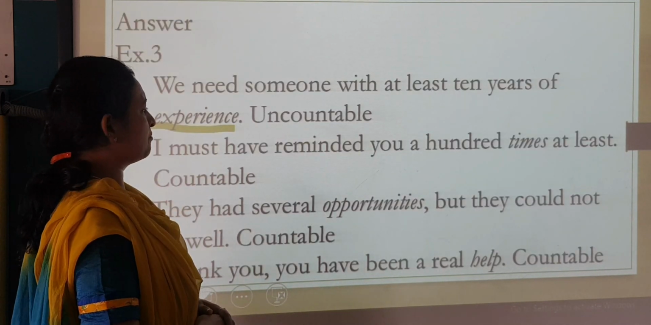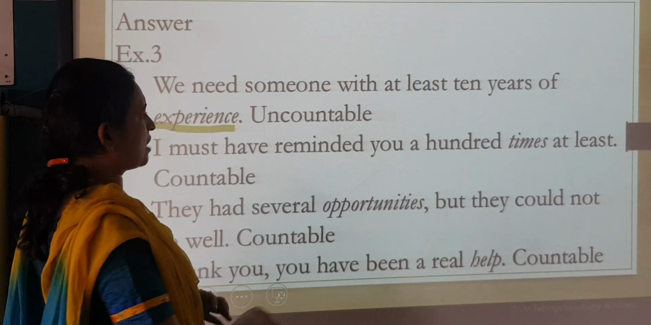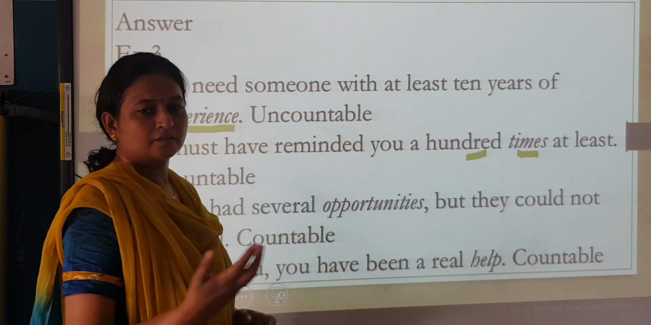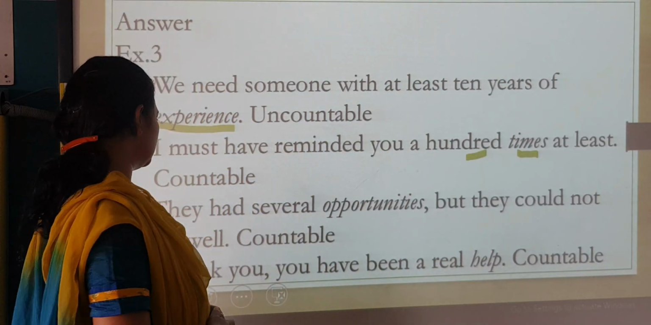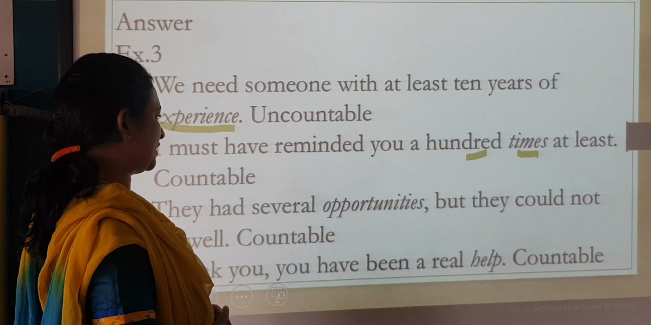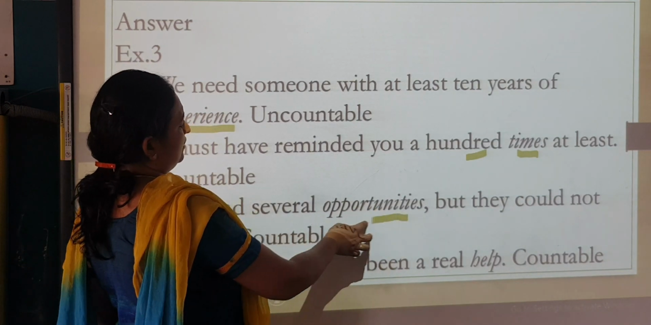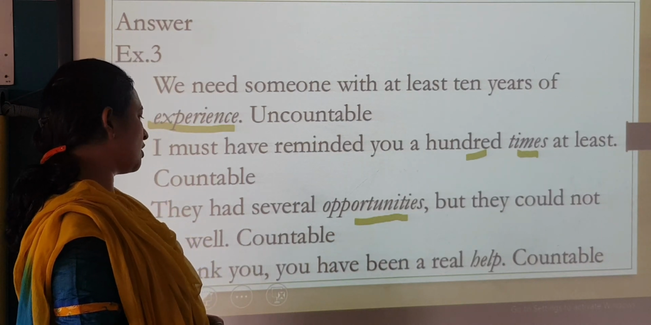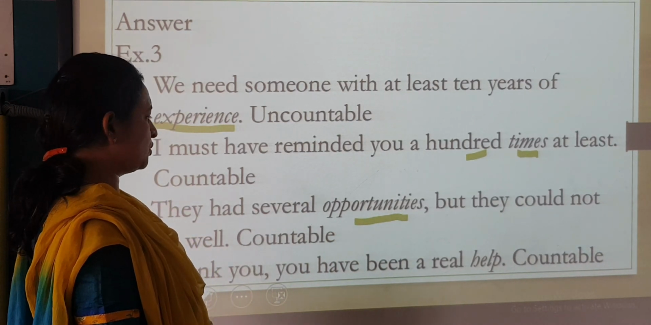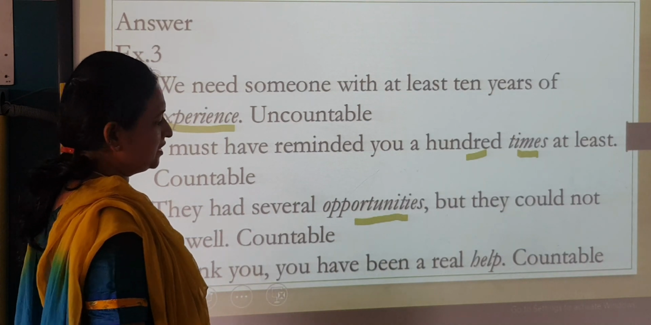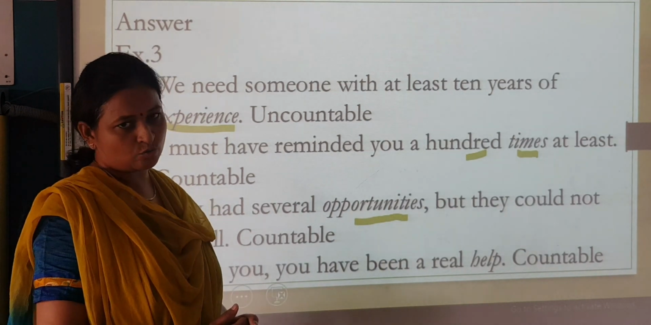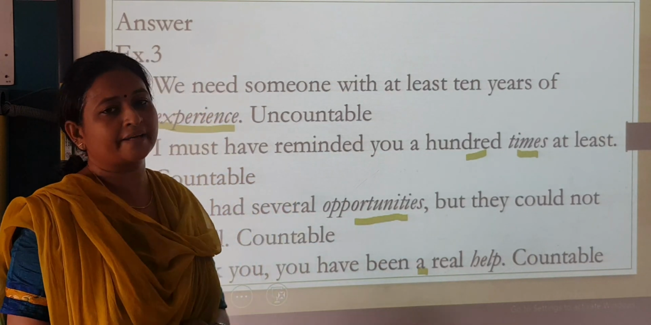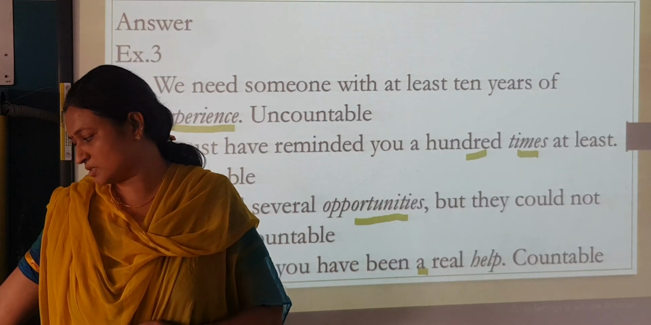I must have reminded you 100 times. Now see here, what is after times? 100, so it's very clear that we are talking about a countable number. They had several opportunities. It's very clearly seen that it is already written in plural form, so we put it under the category of countable. Thank you, you have been a real help. Now help is actually uncountable, but since we have this article a, we will put it under the category of countable nouns.